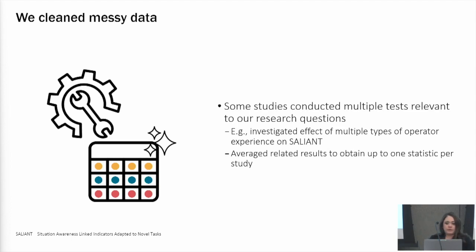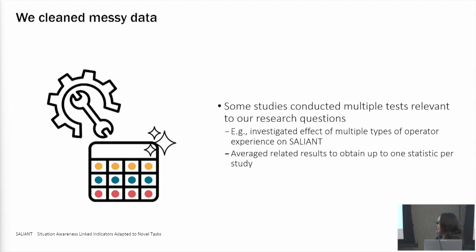So some of the studies that we found had multiple tests relevant to our research questions. So we had multiple statistics per paper that we could have used to answer each of these three questions. Some of the studies we found did not have any statistics reported at all. They were entirely qualitative, so we were not able to use those for any kind of meta-analysis. We threw those out essentially for this.